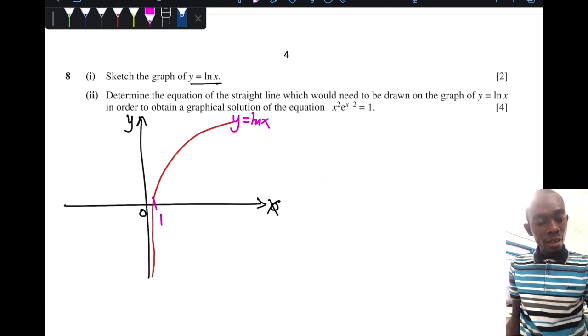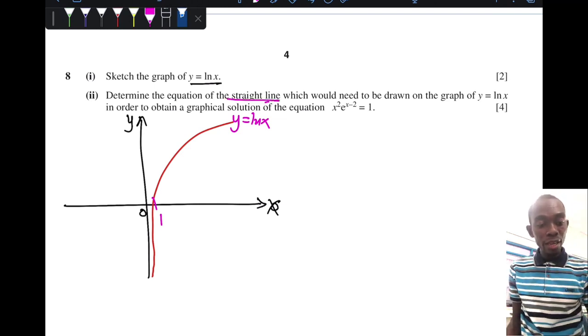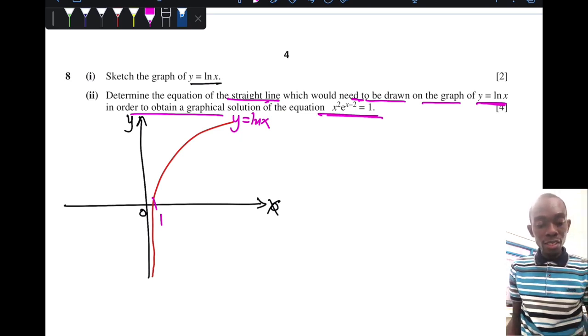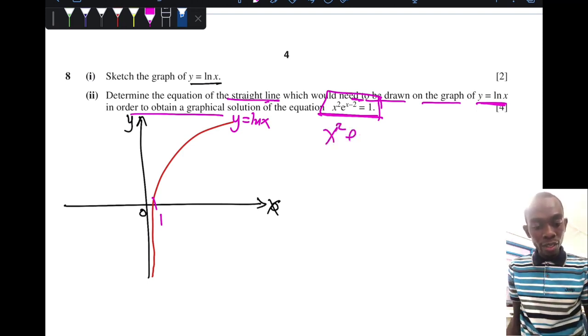And the next thing that they are asking you to do is to determine the equation of the straight line. You want a straight line which would need to be drawn on the graph of y equals ln x in order to obtain a graphical solution to this. Okay, so what you really want to do is to take this part of it and try to get a straight line from that equation. So you have x squared e to the power x minus 2 equals 1.